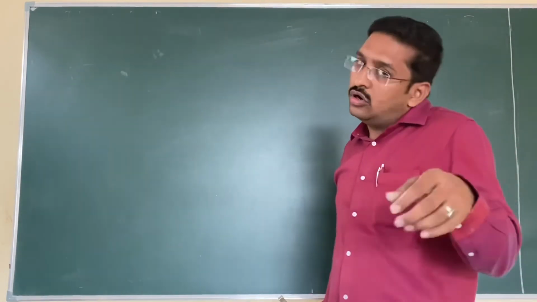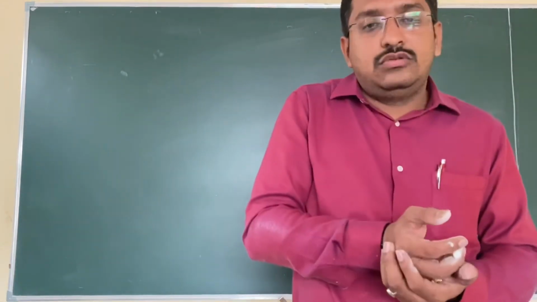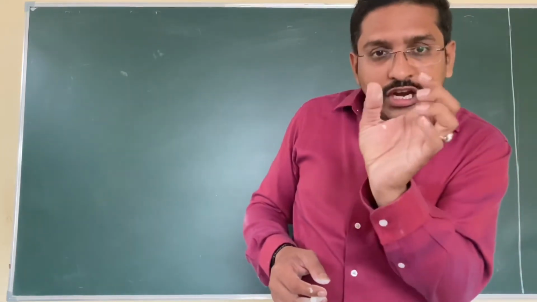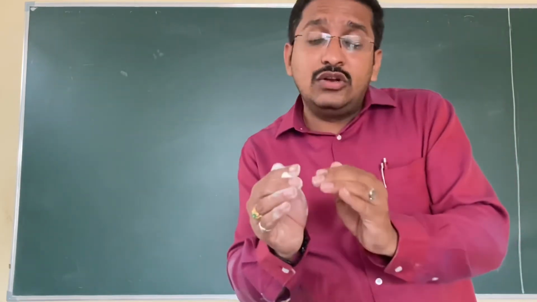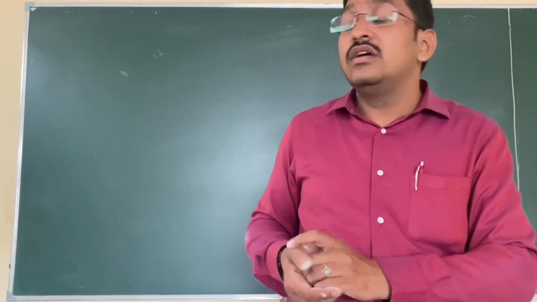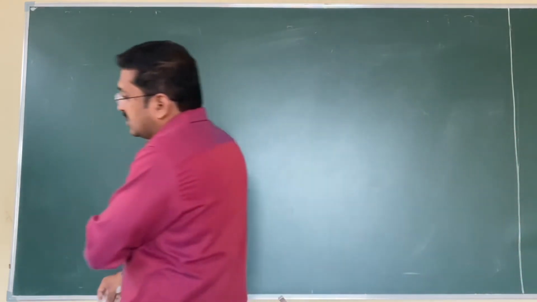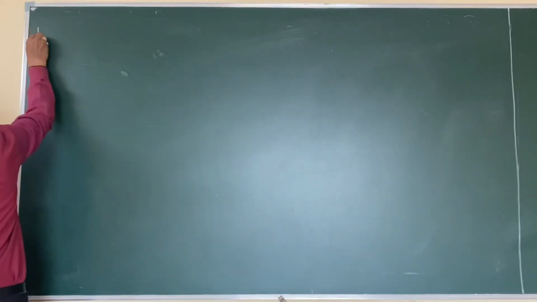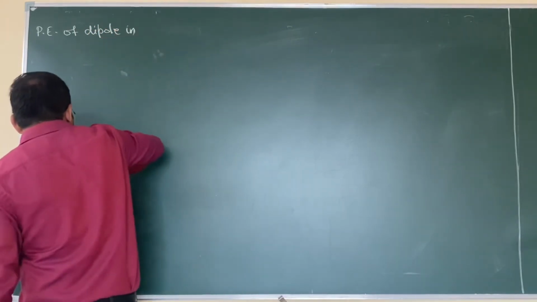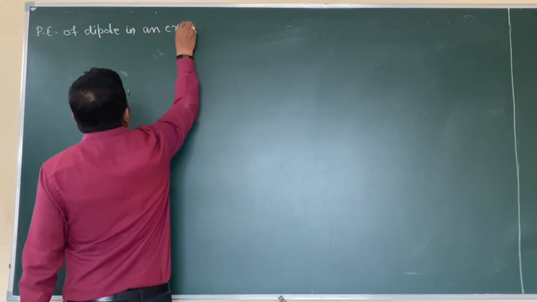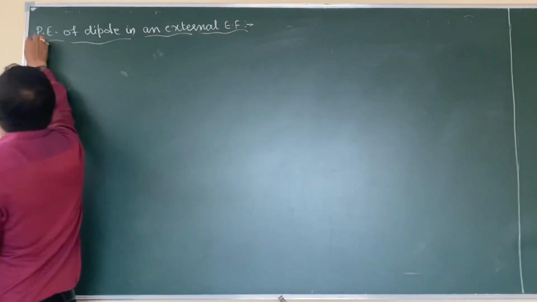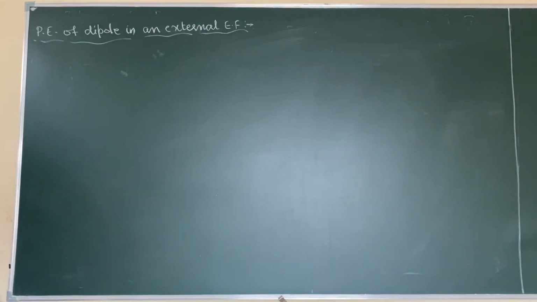Work done is force into displacement. Here torque is equal to force into perpendicular distance. Work done in rotational motion is torque into angular displacement, whereas work done is force into displacement. Here it is torque into angular displacement. Okay, now the potential energy of a dipole in an external electric field.